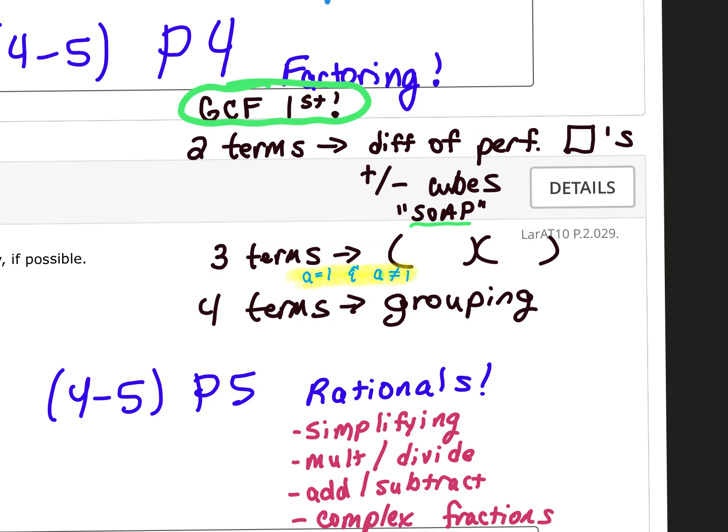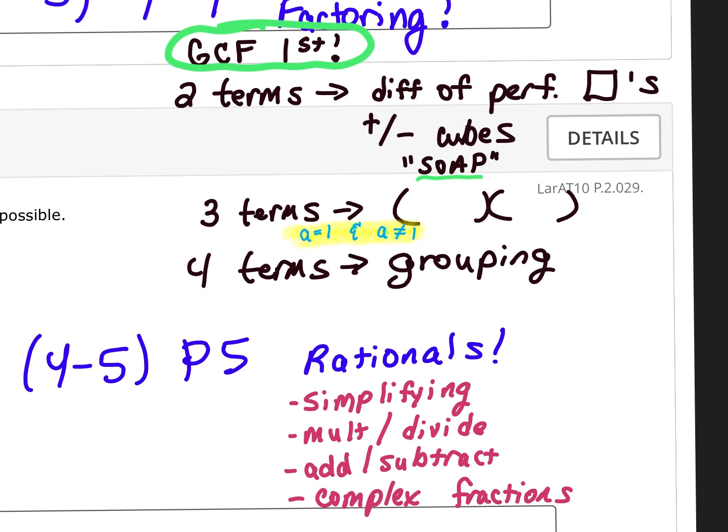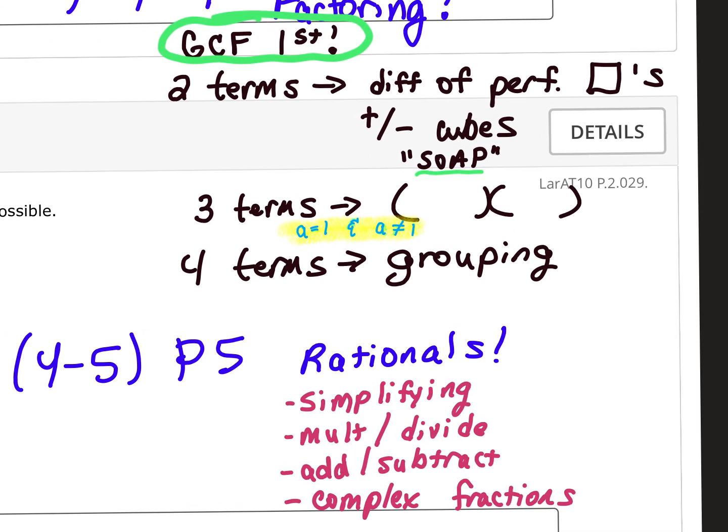The first parenthesis is the same sign. In the second parenthesis, the sign is opposite. And then the last one is always positive. If you want to remember it that way, that's fine. But if you have 3 terms, guys, what happens when we have 3 terms? That's a trinomial, and we break it down into 2 binomials.